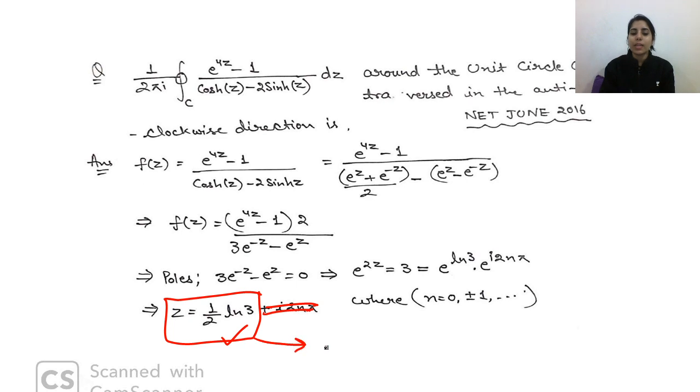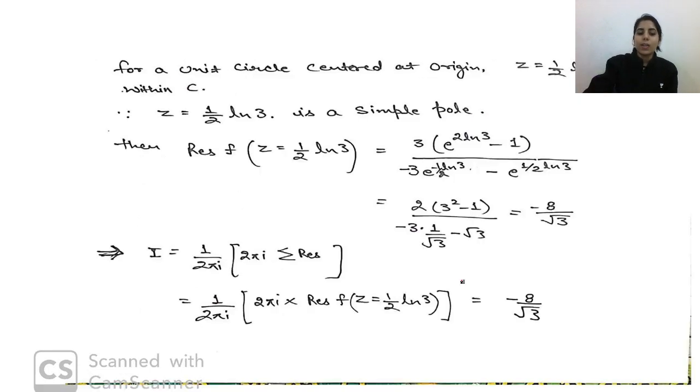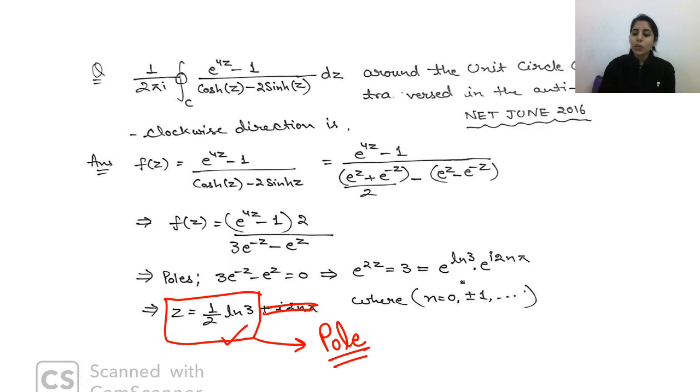Clear? Now this is the value of z. What is it representing? It is just the pole. Now what is the contour given to us? The contour is around the unit circle C. Unit circle means what? A circle which has its center at the origin and radius 1 unit. Clear? Now will this point exist within the unit circle or not? Yes, it will exist within the unit circle, because if you find the value of log 3 and divide it by 2, you will get a value which is less than 1.